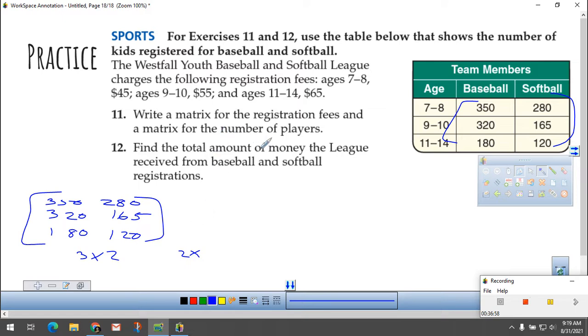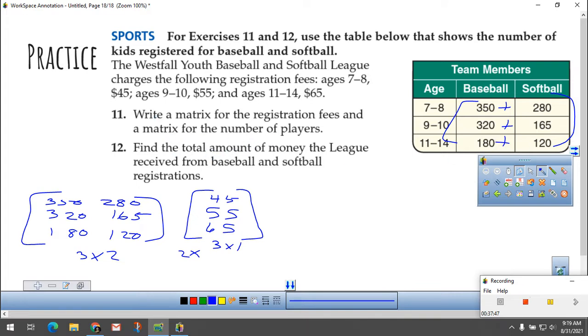Alright, so then for the registration fees, it says the West Fall Youth Baseball and Softball League charges the following registration fees. So it looks like 45, 55, and 65. Well, I can't make that into a 2 by 1, so it looks like I'm going to need to, because that's just going to be a 1 by 3 matrix, right? Because it's just going to be $45, $55, and $65. So that's a 3 by 1 matrix. So what I'm going to go back and do now is add up baseball plus softball, because that will be the total number of players anyway.